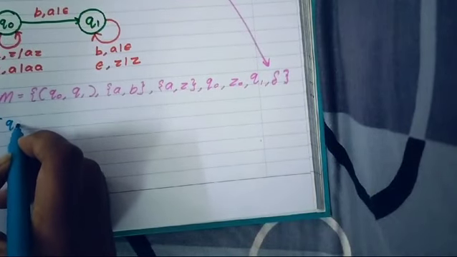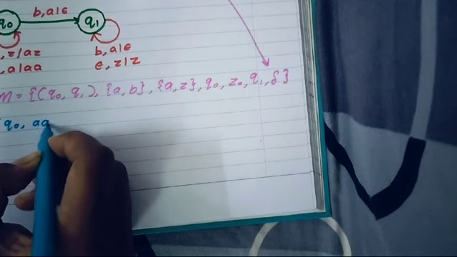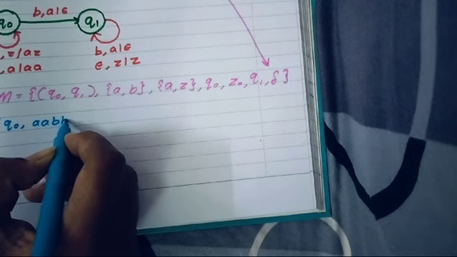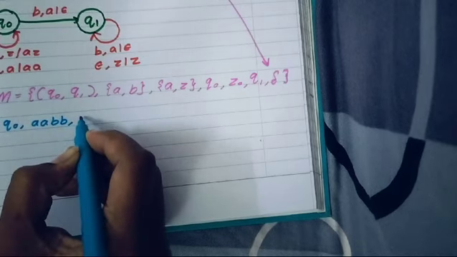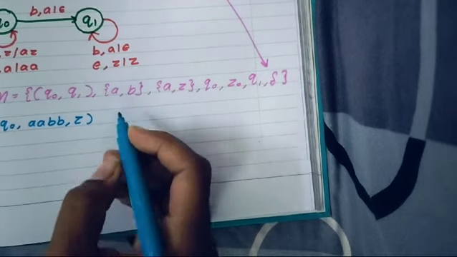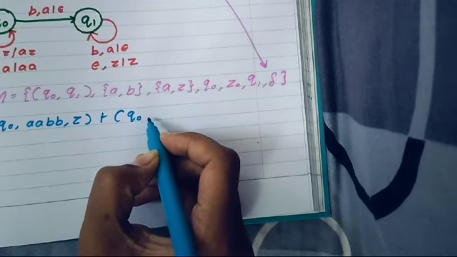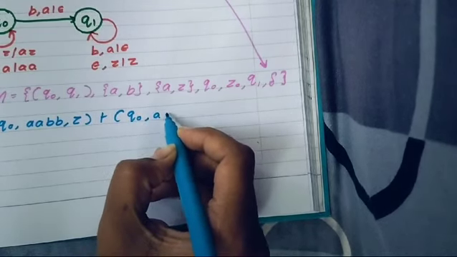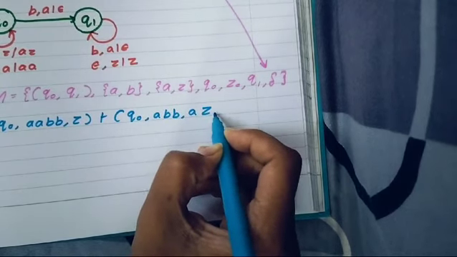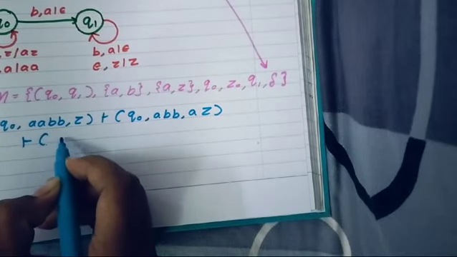Now we check if the language is accepted or not. For the string AABB, we take Q0 as the initial state, the string, and the initial element in the stack, which is Z. We write the state as it is, and then we write ABB as one of the A's is pushed into the stack, and now we have A and Z inside the stack.